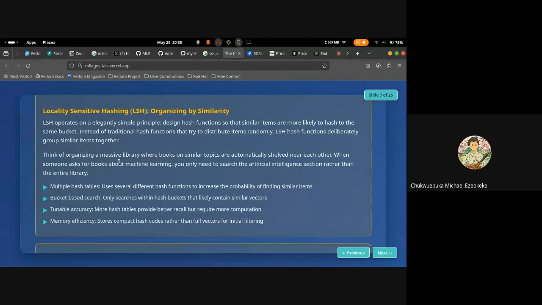More hash tables provide better recall but require more computation. So you have to decide whether you can afford the extra computation cost or not. Then you have memory efficiency. You store compact hash codes rather than full vectors.